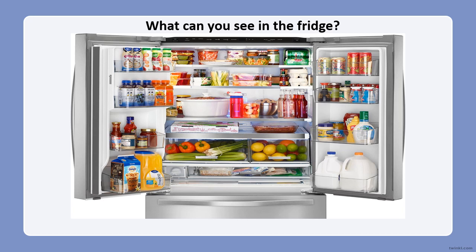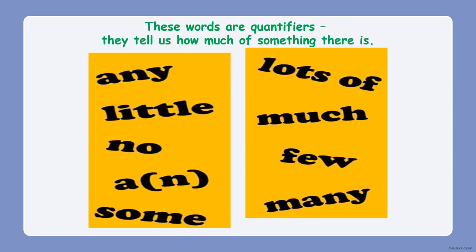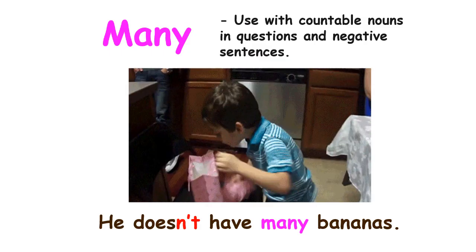Okay, so you can ask yourself, what can you see in the fridge? Do you see a lot of fruit? Do you see some fruit? A lot of lemons? Some milk? These words are quantifiers. They tell us how much of something there is. For example, any, little, no, some, lots of, much, few, and many.